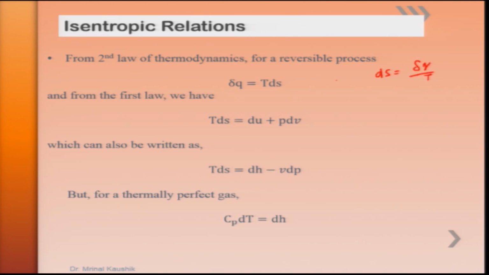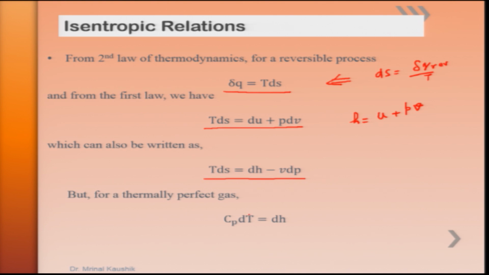which can be rewritten as del q is equal to T ds for reversible processes. So, assuming we are discussing the reversible process only, clubbing the first law and second law, we can right away say that T ds is equal to du plus p dv, and this can also be written, if we take into account h is equal to u plus pv, in another form: T ds is equal to dh minus v dp.